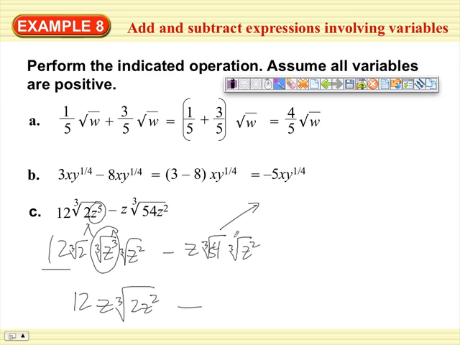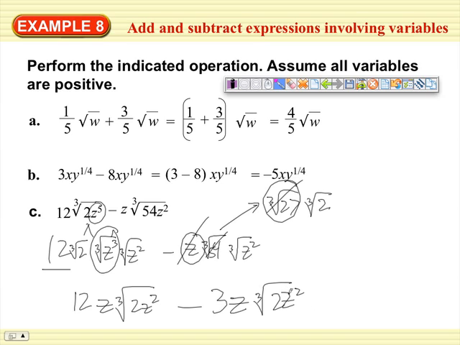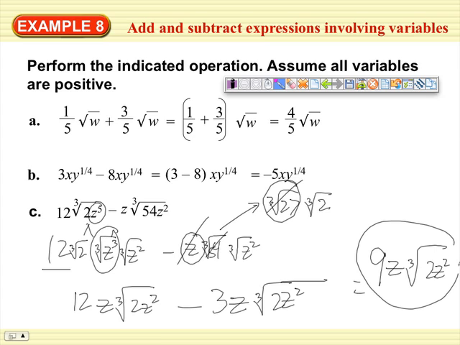Next one, cube root of 54 is cube root of 27. You already done this today. Cube root of 2, which is 3. And then we had a z here. 3z. So those are taken care of. You got to be careful with doing this kind of stuff. It's messy. This is taken care of. So really we have cube root of 2z squared left here. So you should have 12z cube root of 2z squared minus 3z cube root of 2z squared. It becomes the same thing. So 12z minus 3z, 9z cube root of 2z squared. Anybody get that answer?